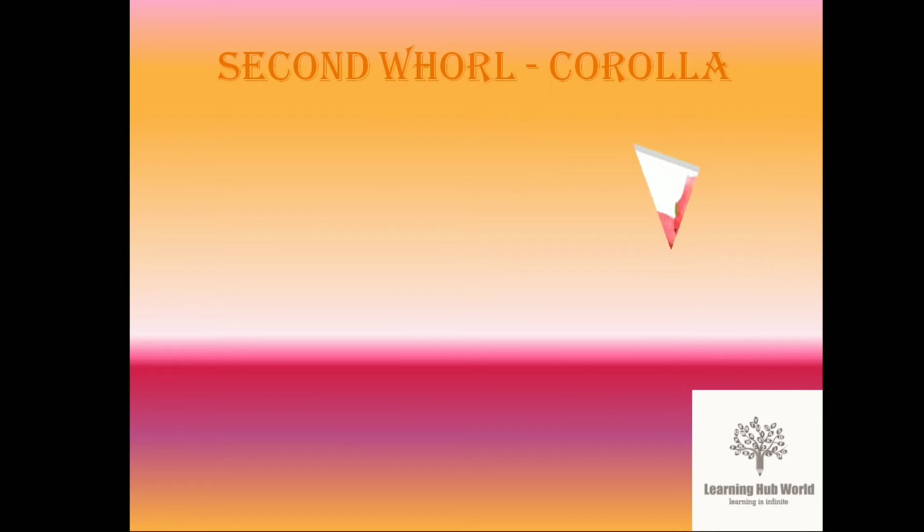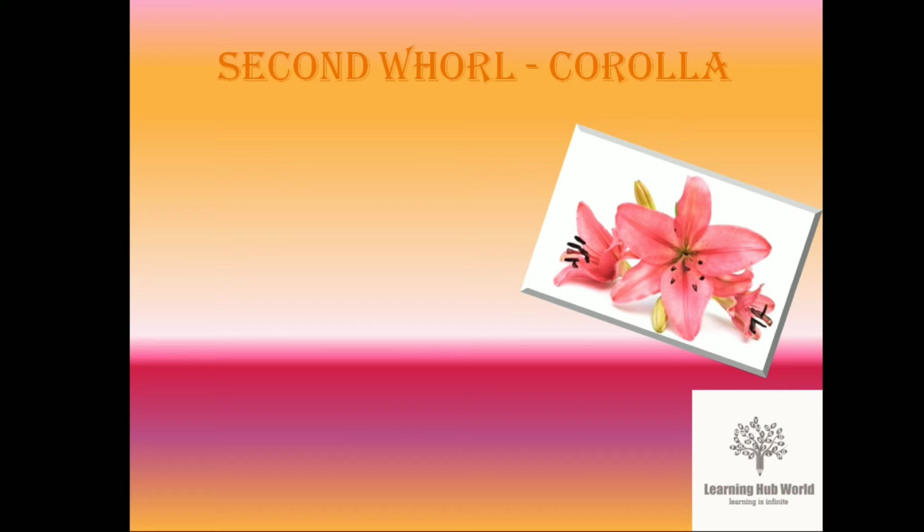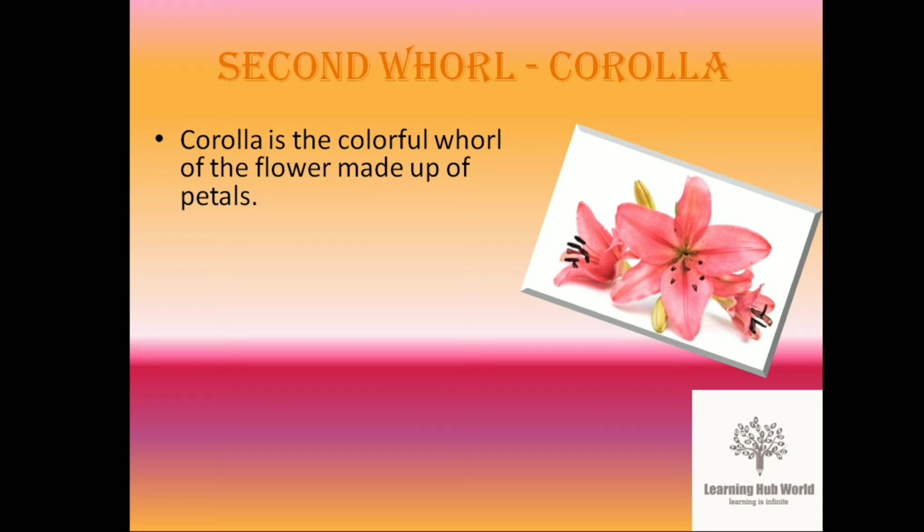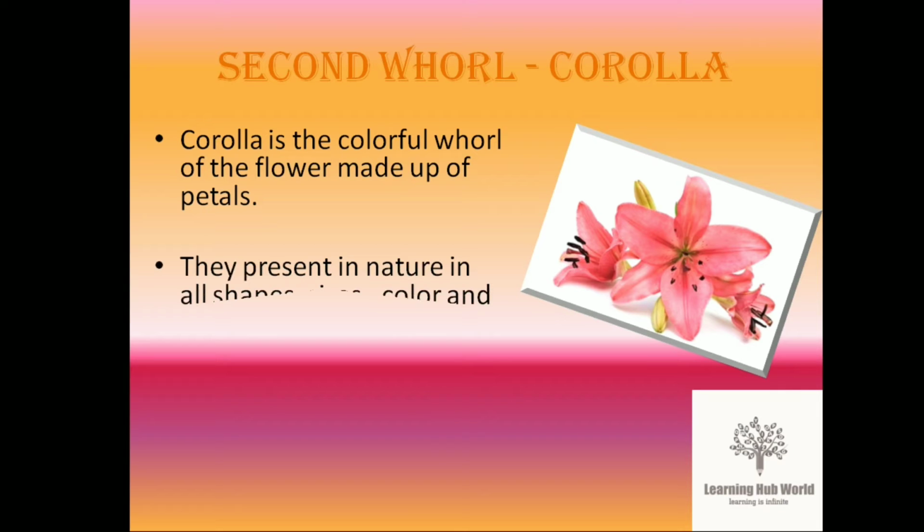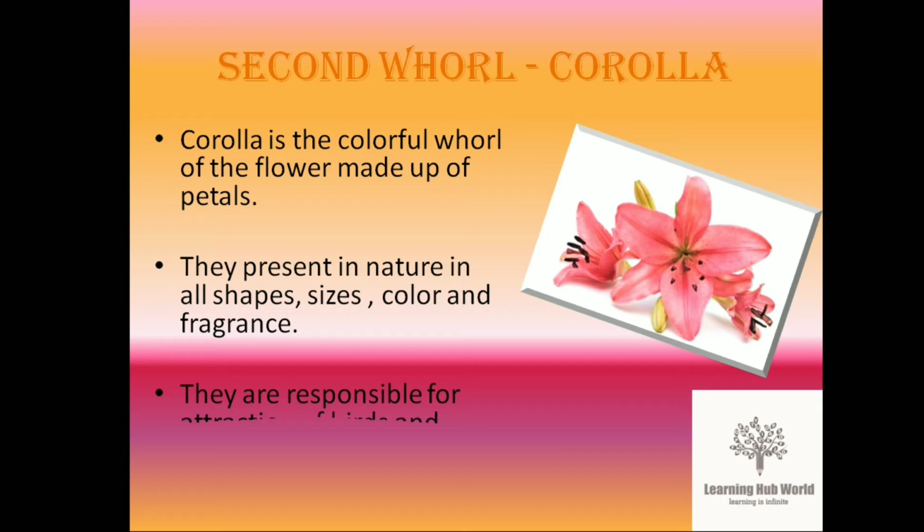The next whorl of the flower is the corolla. These corollas, as you can see, are the beautiful, colorful and fragrant part of the flower which are made up of petals. These petals are available in various shapes, sizes and have different colors and have beautiful fragrances. And it's because of this characteristic of the whorl that the various insects and birds get attracted, and thus the process of pollination can take place. What is pollination? I will discuss that in my further videos.